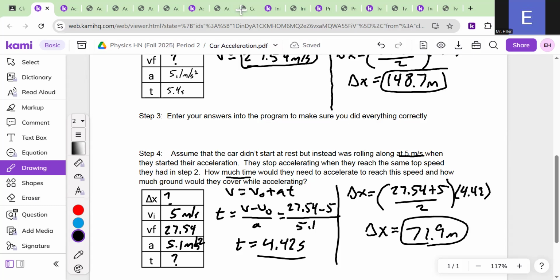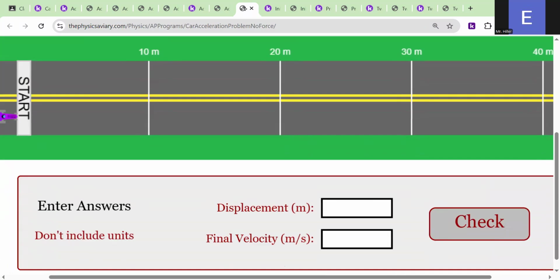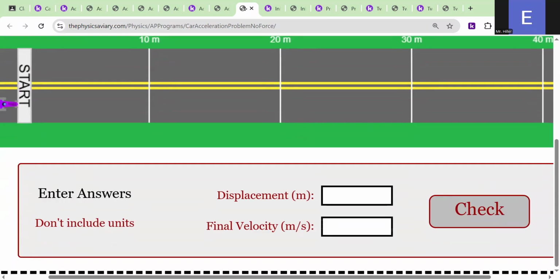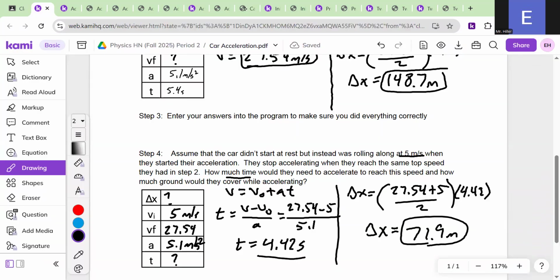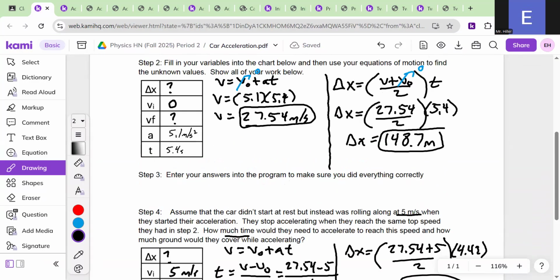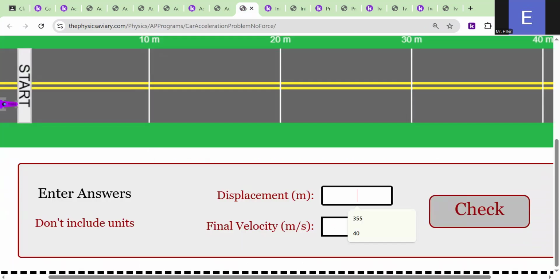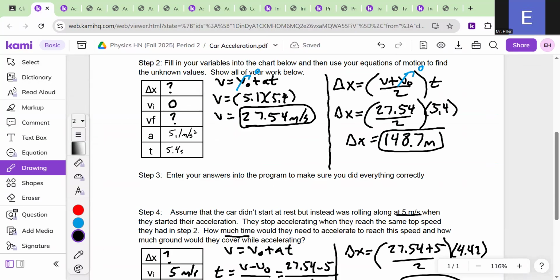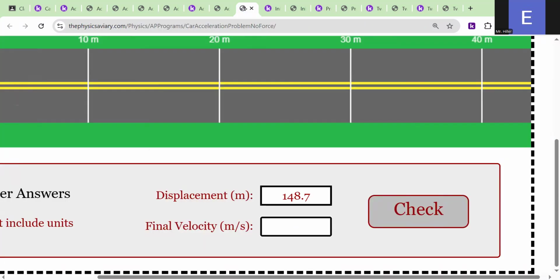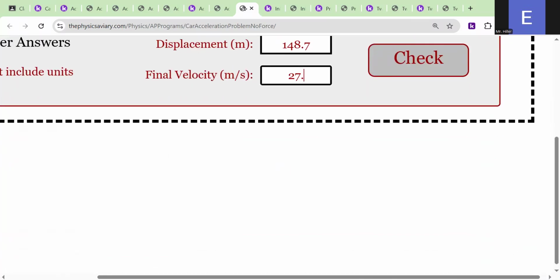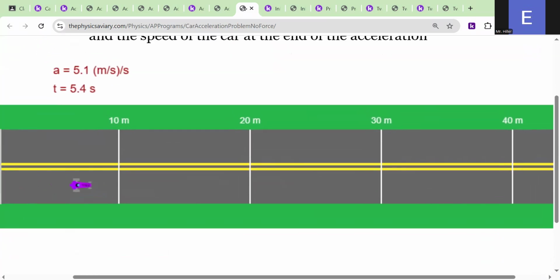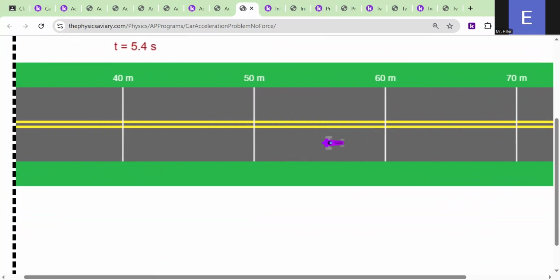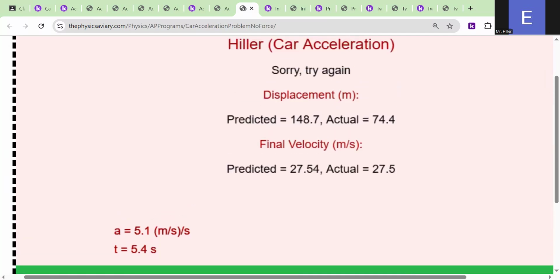Now, I believe in the program, you're only putting in the values for displacement and final velocity, so not the last part, but the initial part. So I'm going to look at my values. I got a displacement of 148.7, and I got a velocity of 27.54. Okay, it's going to run the program. Let it run. And no, I didn't get it right. Well, time to try that one again.